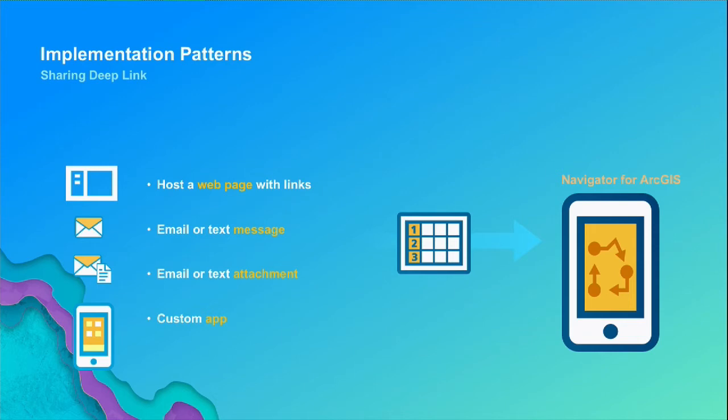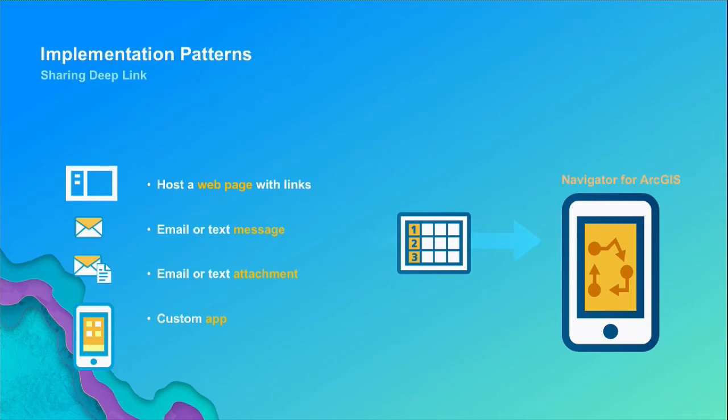Okay, so once you actually have created the URL, your custom deep link URL scheme, however you want, there are a few different ways that you can share this out with your field workers. Since the URL is just like any other URL you might have to a website, you can share this in a hyperlink, and you can send that to someone via email. You could embed it in a custom attribute display for a pop-up in your web map or mobile map package. Or you could even have it hosted on a website somewhere.